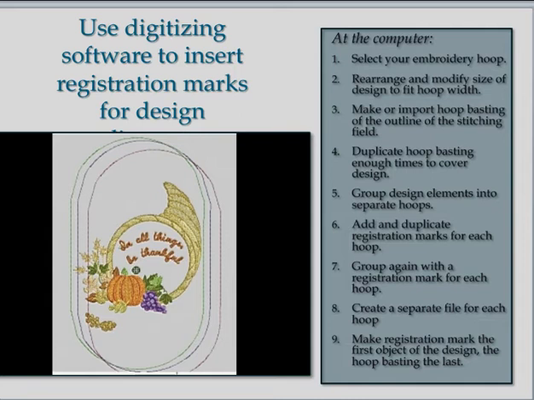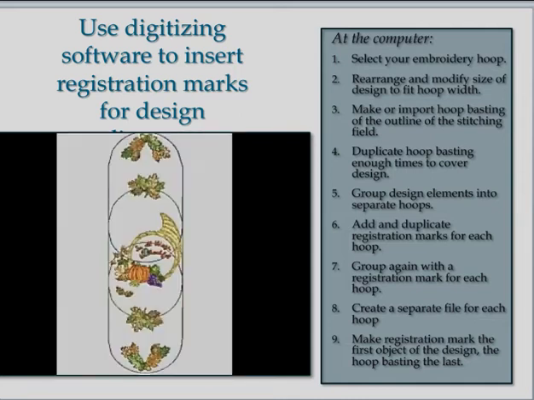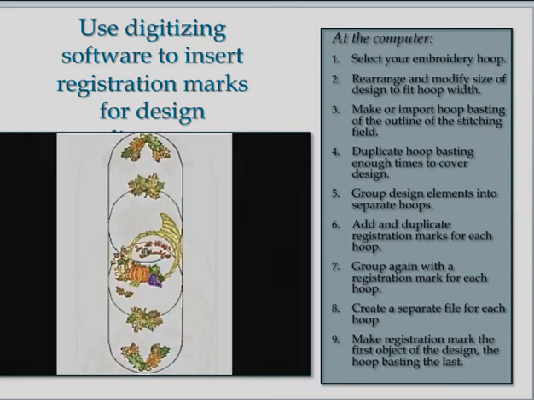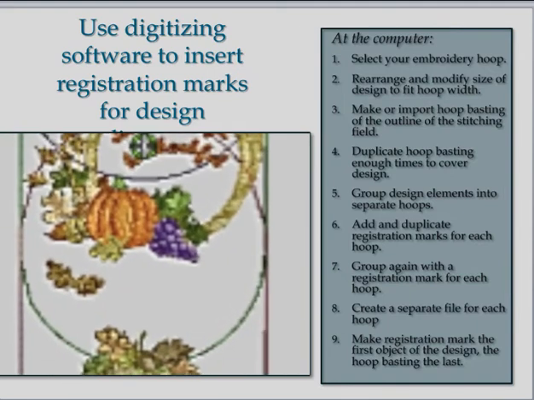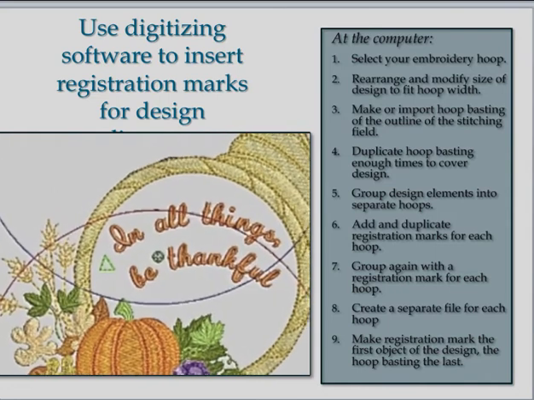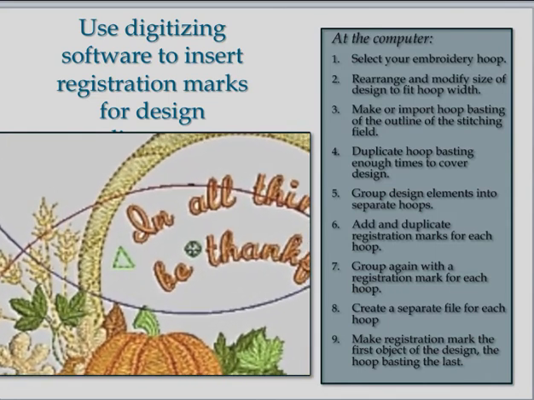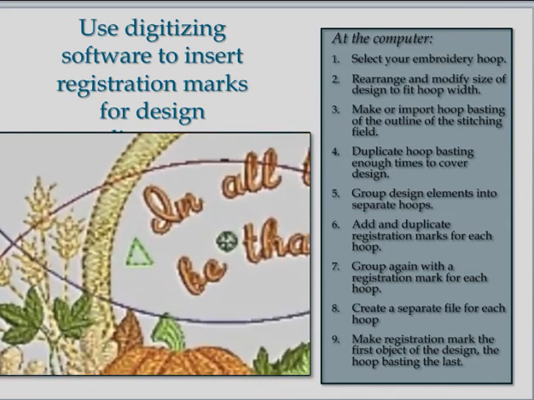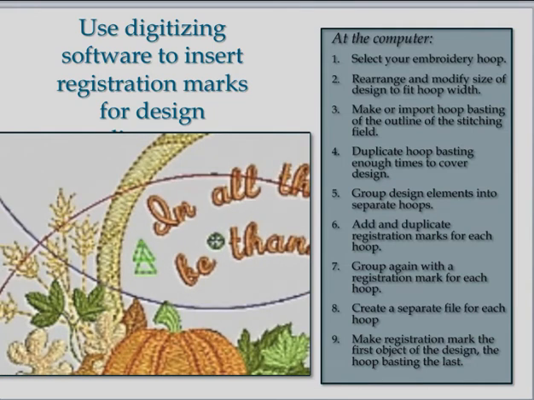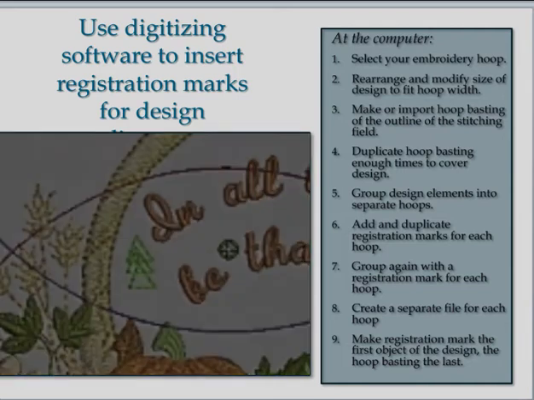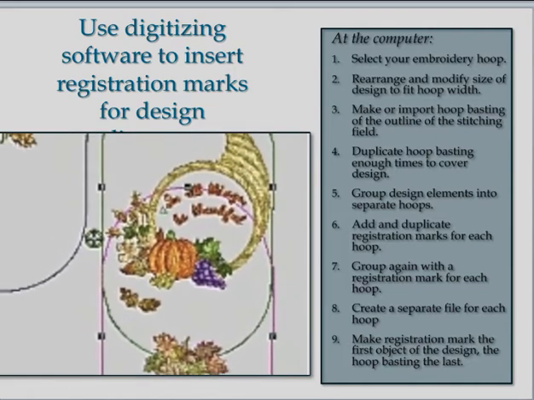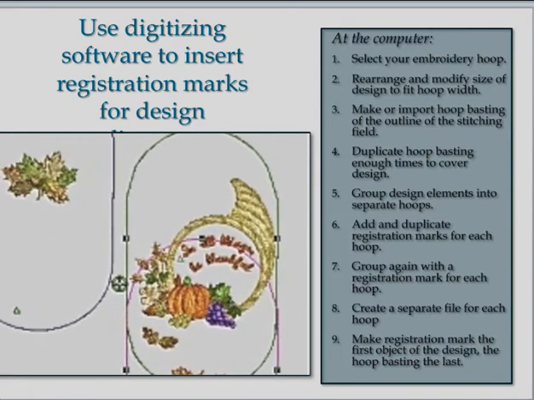Duplicate the outline, making additional hoop basting objects. Align the hoop bastings in a way that covers the entire design and allows for a small overlap area of all hoops, adjusting the design as necessary. Within that overlap area, create a small object like a triangle or square, and then duplicate it for each hoop required to complete the design. In the example, this design requires 3 hoops and thus 3 registration marks.